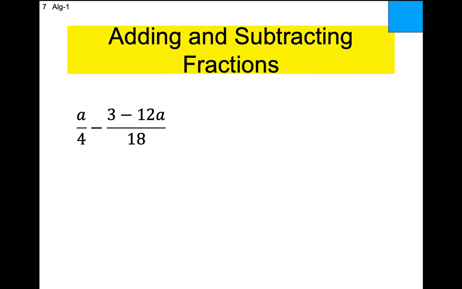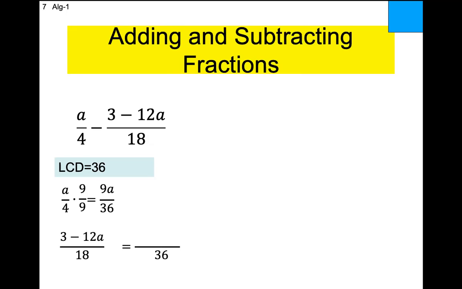So the common denominator was 36. Well, I already know the first one. That was easy. What times 4 is 36? So 9 times A is 9A. The second one, we're still going to get the common denominator first, and then we'll flip-flop signs. You actually could flip-flop signs from the start if you wanted to. All right, what times 18 is 36? 2. So you're distributing this 2 to the inside, and you would get?